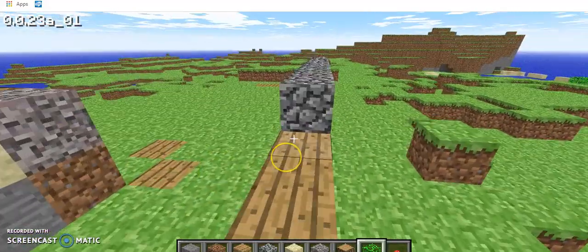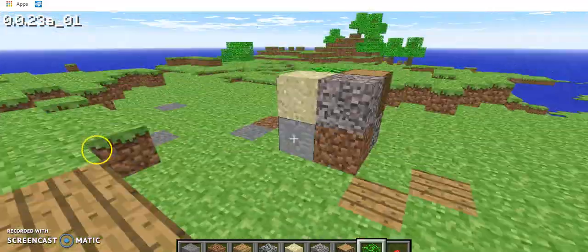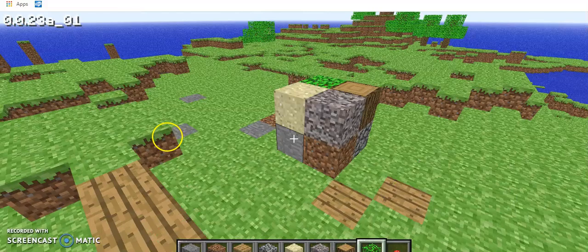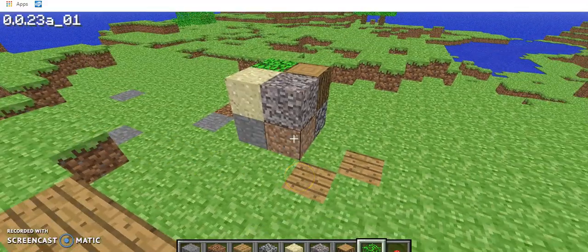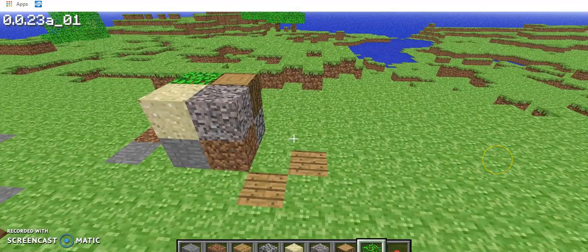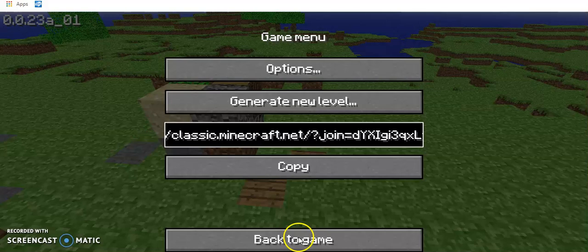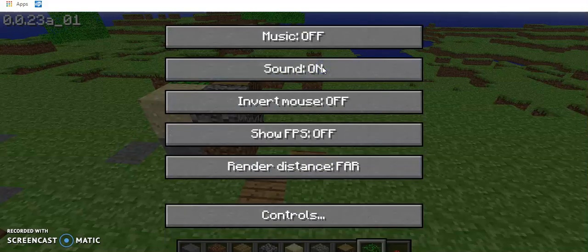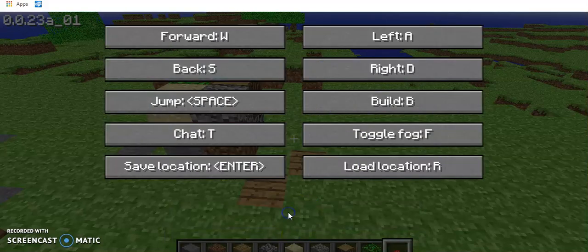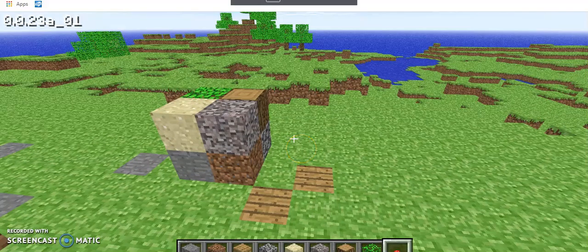Now here's what I want you to do. I want you to pause. Please do this. You learn way better when you try things yourself. I want you to pause, go into that game. You can press escape and go to options. And then what you should be able to see is the controls. Okay? I want you to try and build a cube using 27 blocks. Pause quickly and try that.